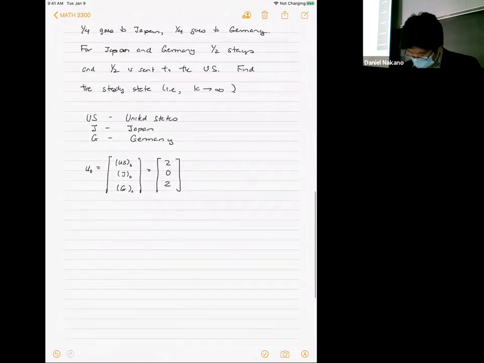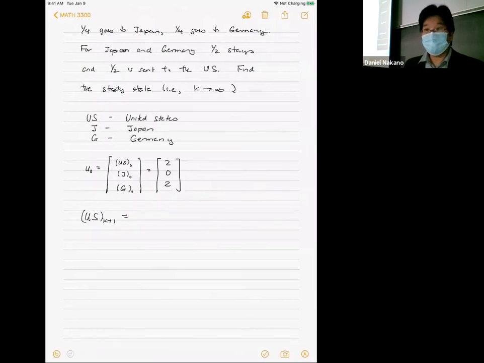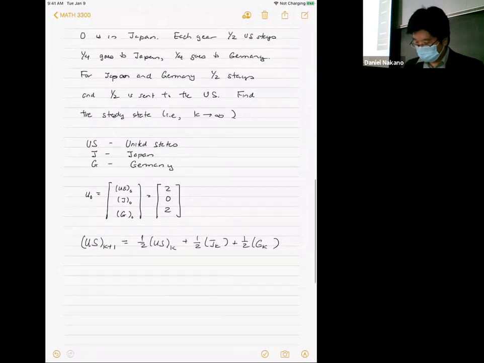All right, now in the K+1 year, let's write this in terms of the kth year. We know that 1/2 of the amount in the kth year stays in the K+1 year, right? And the US receives what? It receives 1/2 of the amount from Japan and 1/2 of the amount from Germany. Okay, is everyone clear on that, from the information?